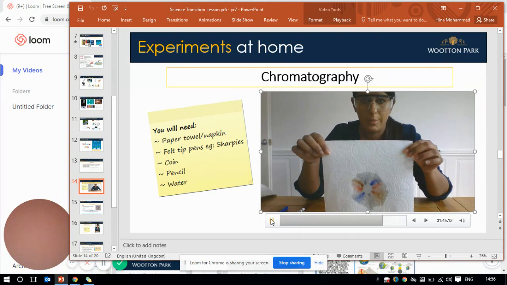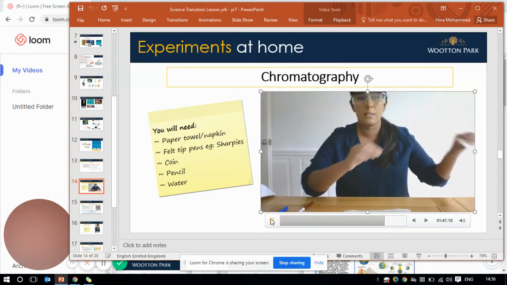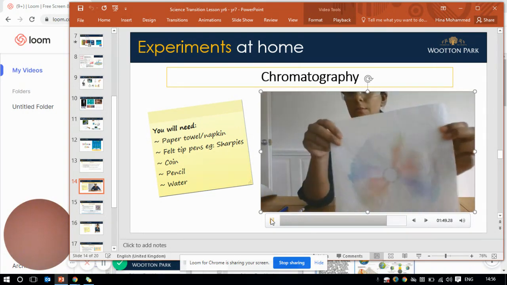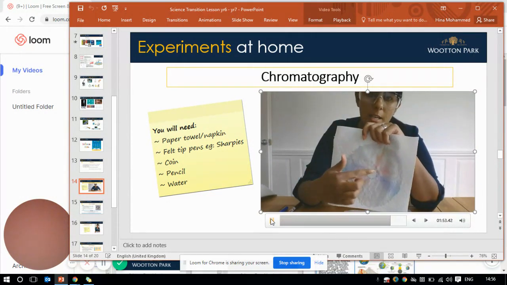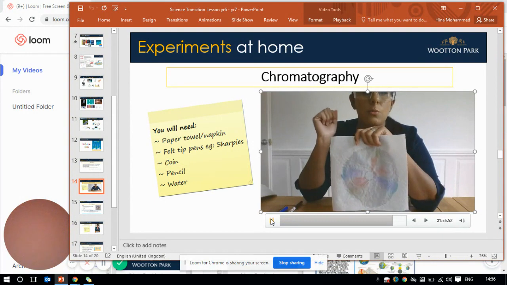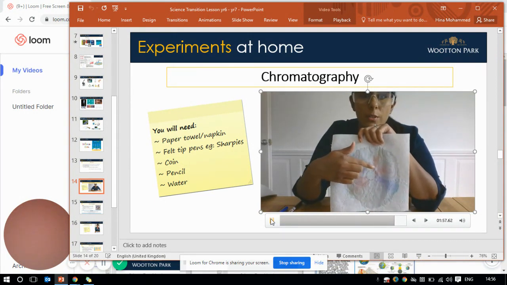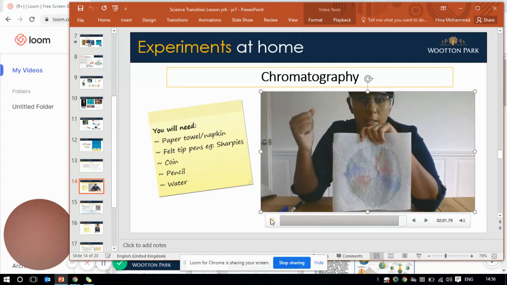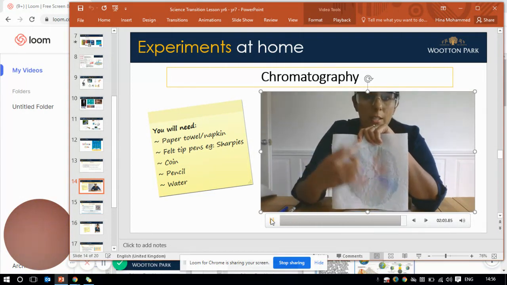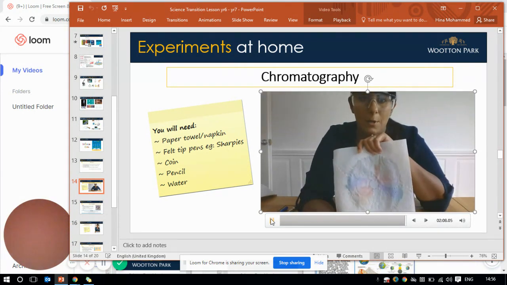So I have done one earlier that looks like this, and you can see it's faded a little bit, but you can see the colours have spread. I used similar colours. So in our science lesson, normally we think about why do the colours spread so far? Why do they split into different shades of colours? And we can use keywords to try and explain these. Okay? Hopefully you enjoy this experiment.